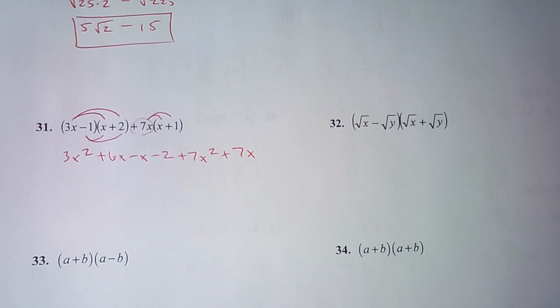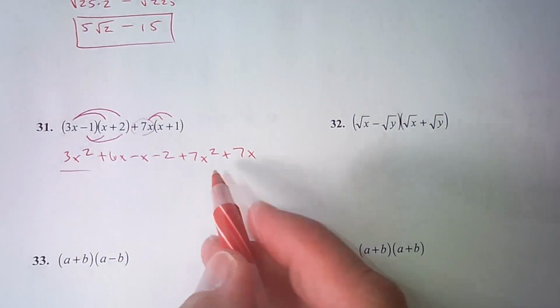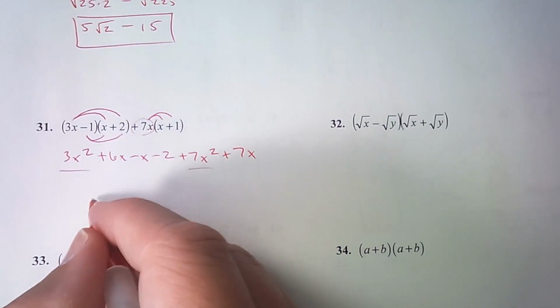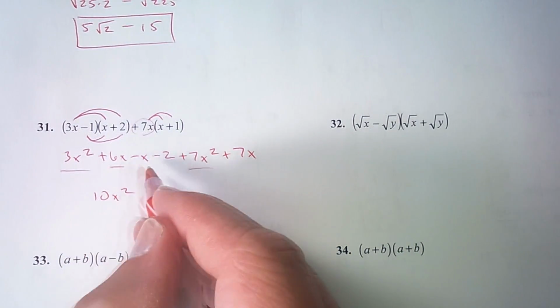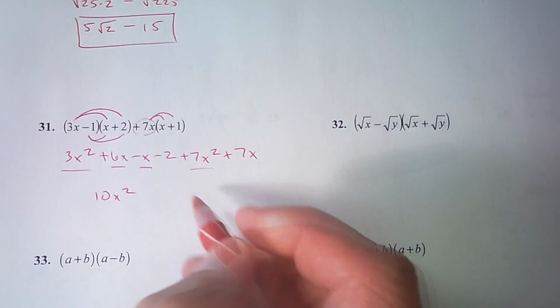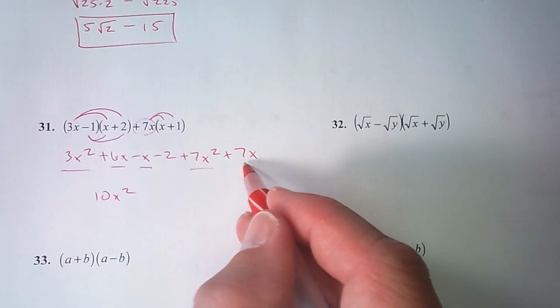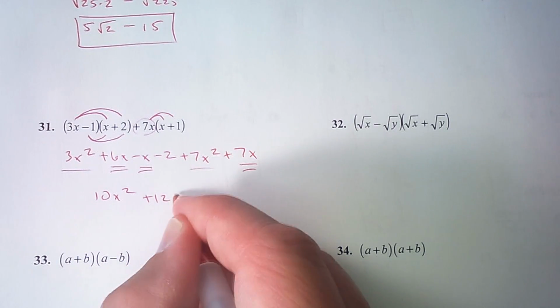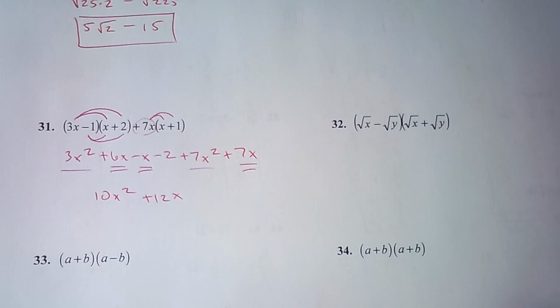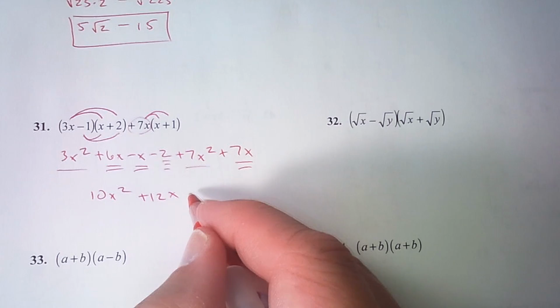Now we need to see if there's any like terms. I've got a 3x squared and a 7x squared, so that's a total of 10x squared. I have 6x minus x, that's 5x, plus 7x, that's 12x. Okay, then all that's left over then is this minus 2.